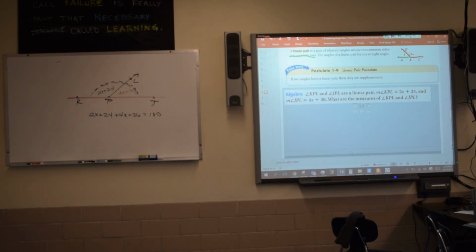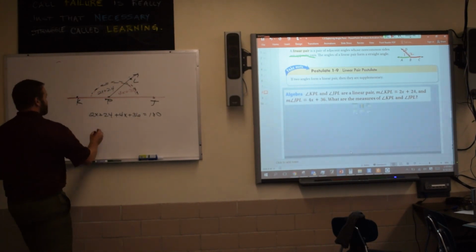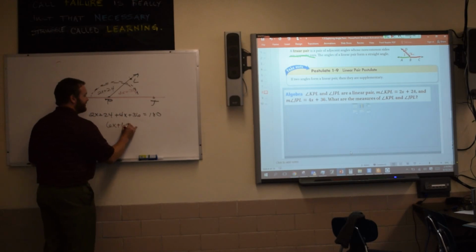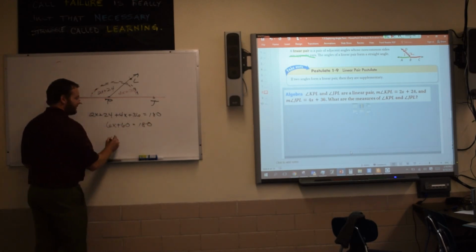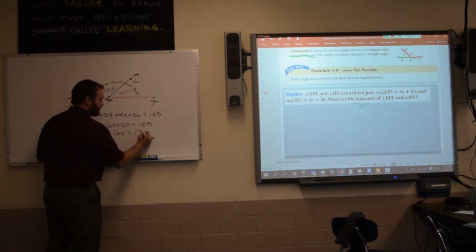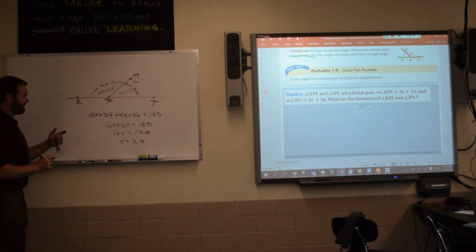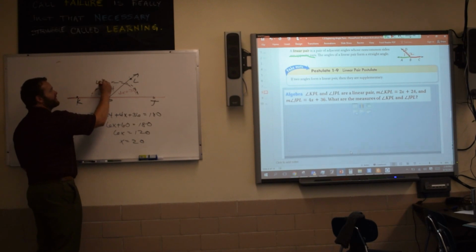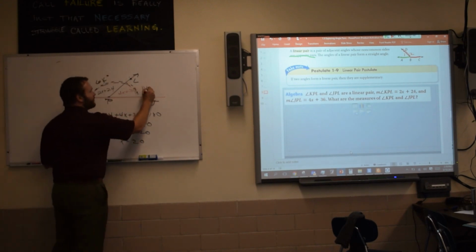Is that doable? Yeah. So now I can go ahead and solve that, right? So 6x plus 60 equals 180. Minus 60 is 120. And then divided by 6. 6 is 2. 20. So now if that's 20, I come back up here, this angle becomes 64 degrees, and this becomes 116, right?